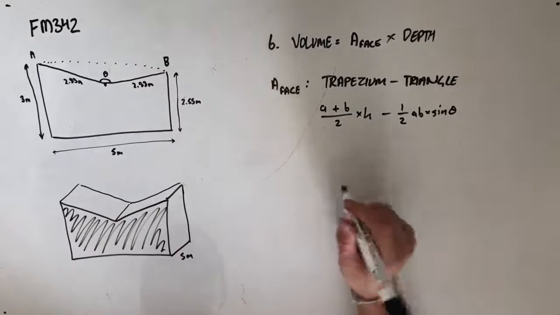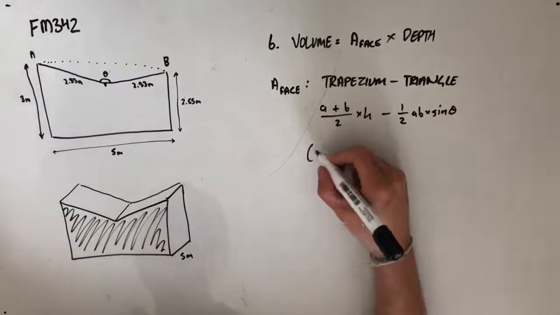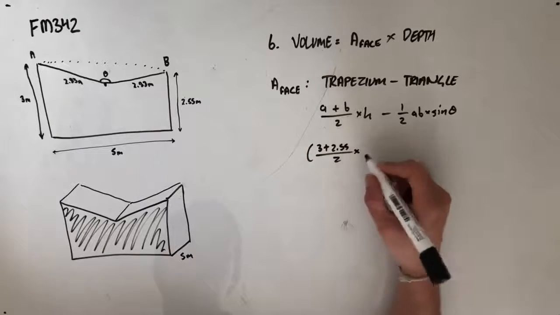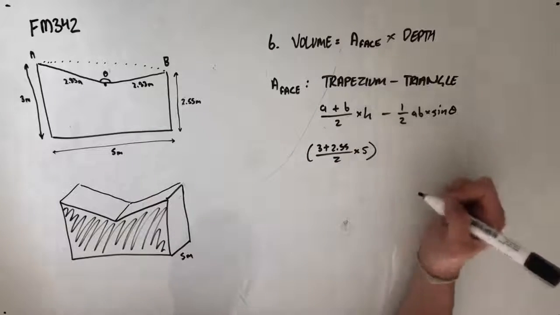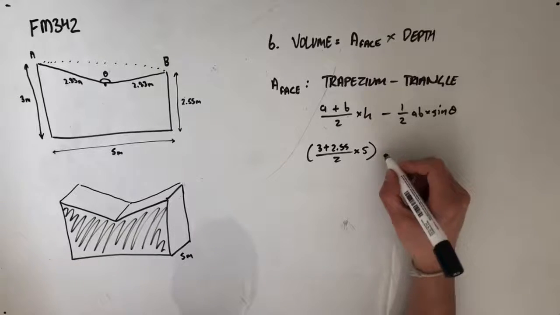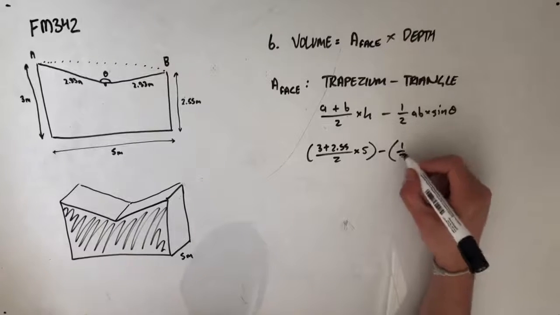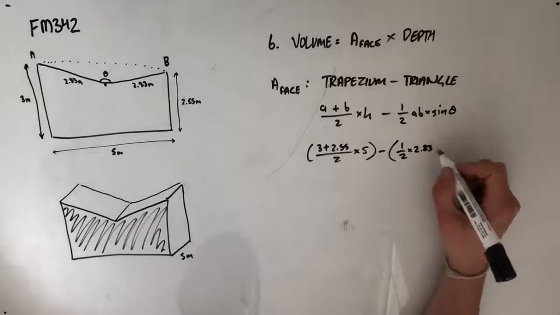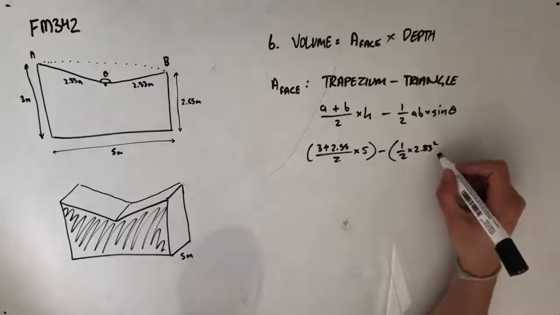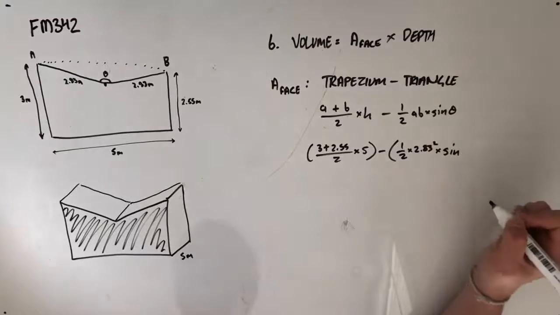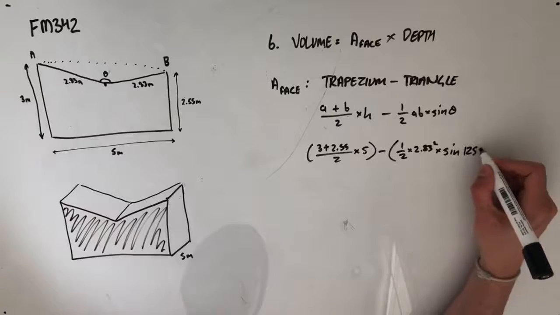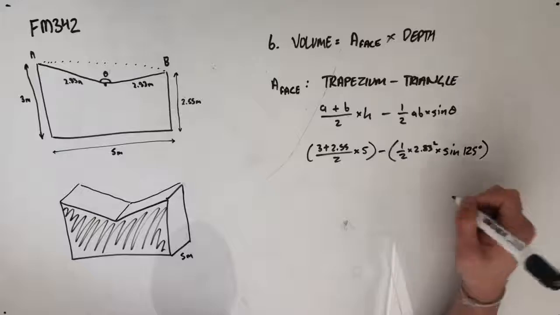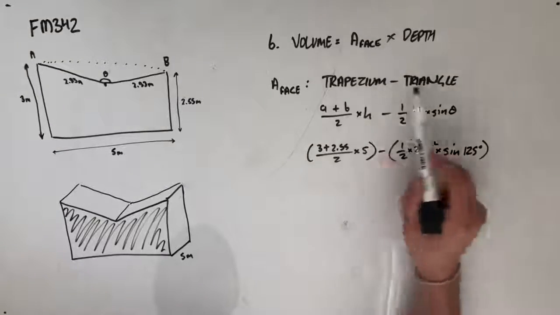Substituting all of our known values in, we should get, for our trapezium, 3 plus 2.55 all over 2 times 5. That should give us the area of our trapezium. And then we're going to subtract the area of our triangle, which should be half times 2.83. Now it'd normally be times 2.83 again, but because they're both the same, I'm just going to make this squared times sine of 125, since that's what we found angle theta to be. Cool. So now we've got an expression for the area of our face.